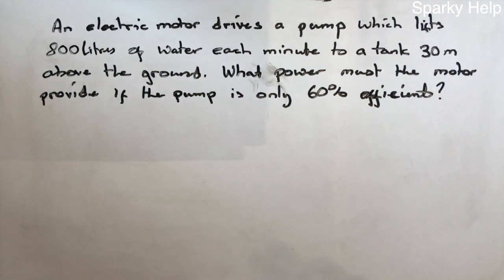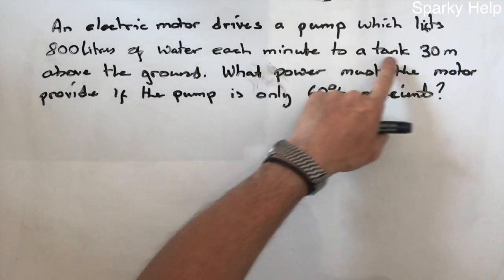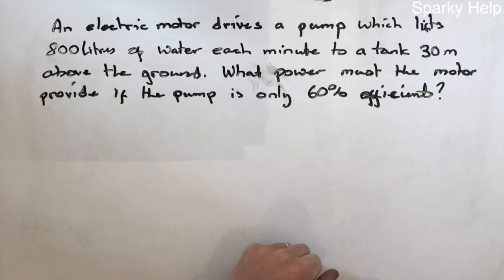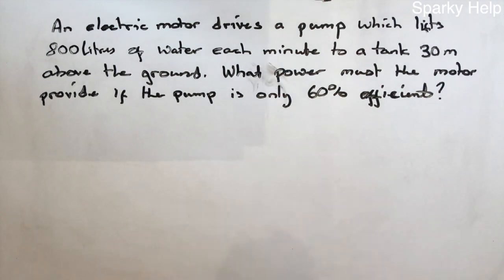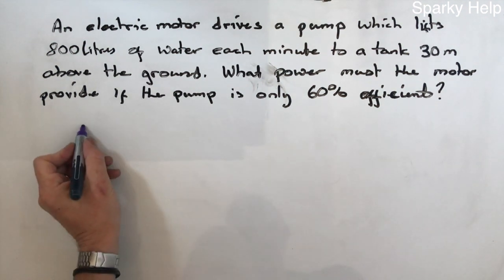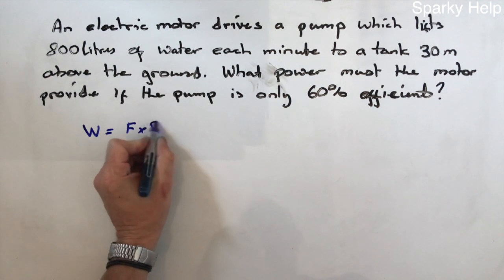Okay, so here's a question. An electric motor drives a pump which lifts 800 litres of water each minute to a tank 30 metres above the ground. What power must the motor provide if the pump is only 60% efficient? So what we need to remember, from our notes, is that work done is equal to force times distance.